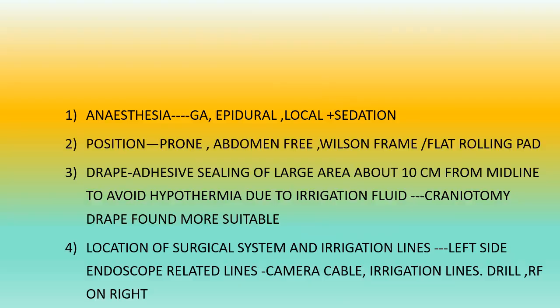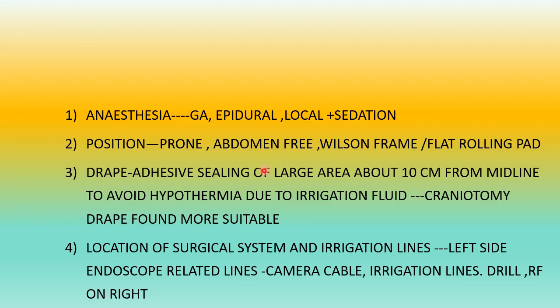Anesthesia: GA, epidural, local plus sedation sometimes in highly friable patients, but usually GA is preferred. Position is prone, abdomen free. Wilson frame is good, but you can use flat rolling pads also, but the abdomen must be free so that it may not cause pressure on the inferior vena cava and cause venous oozing.